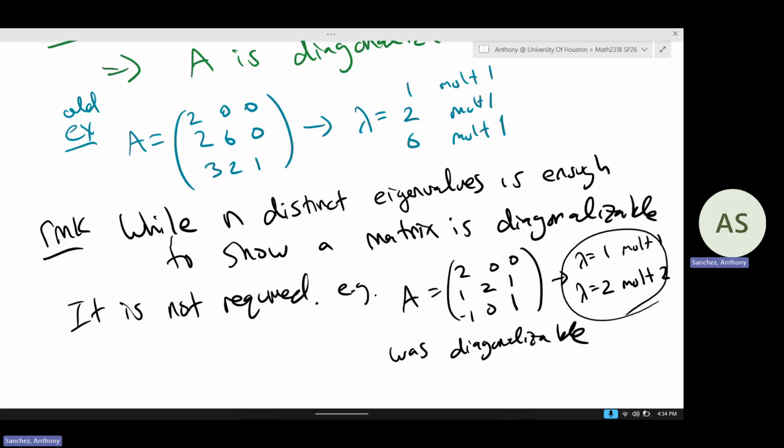Okay. So to summarize, if you're able to show a matrix has distinct eigenvalues, then you can just say by a theorem from class it has to be diagonalizable. But just because it doesn't have distinct eigenvalues does not mean you can automatically conclude that it's not diagonalizable. You may still have diagonalizability in that case. Okay. So I think I have one more theorem.